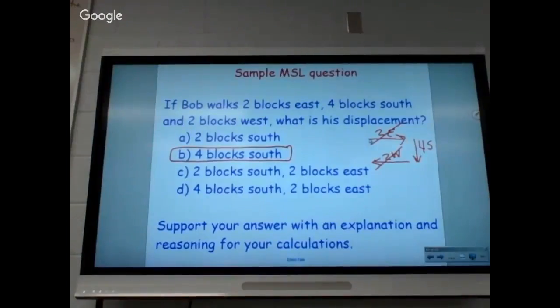Do you have 30 back there? True. Then you can lock it. Okay. But yes, those 2 would cancel each other and you would have 4 blocks south.